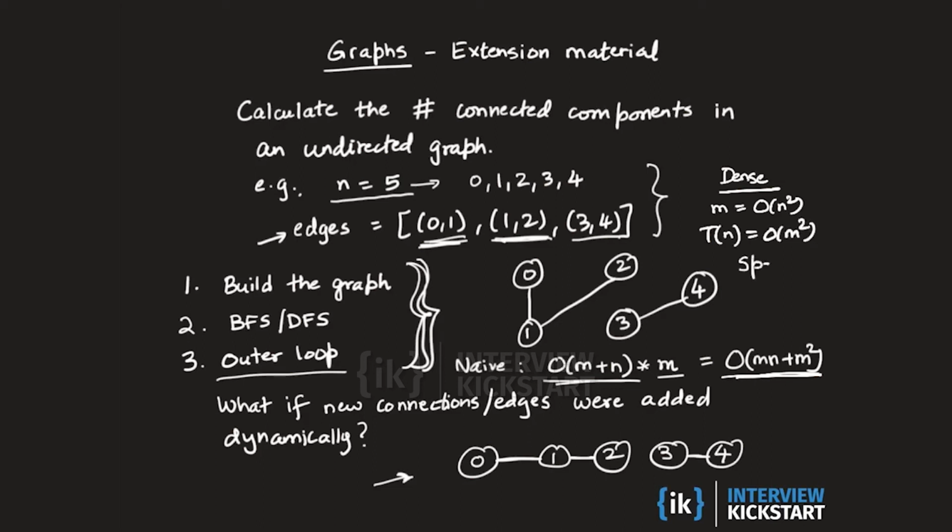If the graph is sparse, however, which means that the number of edges is order of n, and this is by far the most frequent scenario, we are going to be generally assuming that our graphs are sparse. In that case, our running time, well, here the running time should be a function of m. Here our running time t of n is going to be equal to mn plus m square, but since m is order n, I can write t of n as equal to order n square.